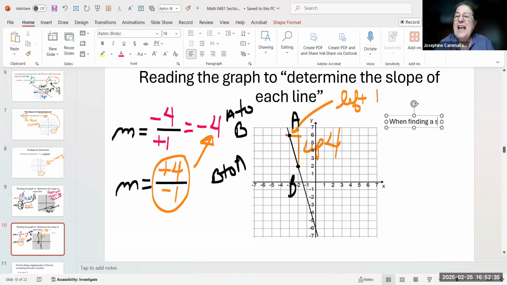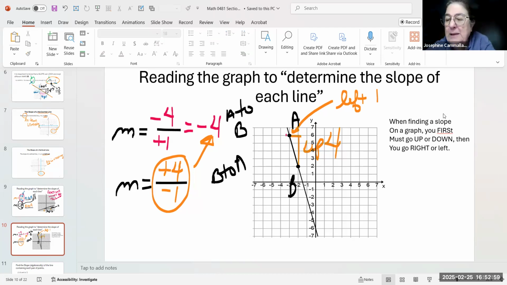When finding a slope on a graph, you first must go up or down, then you go right or left. And that's the part that people forget. You go first up or down, then you go left or right. Okay? Now, this is how you look at a graph, and this is going to become important to us.